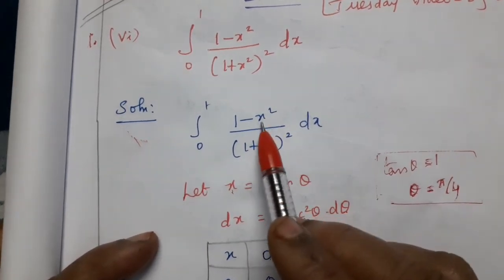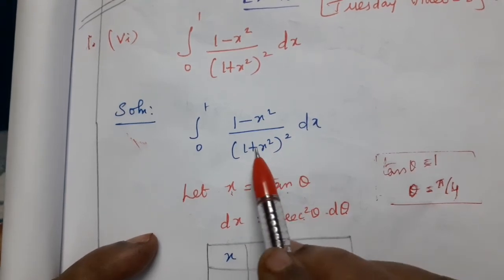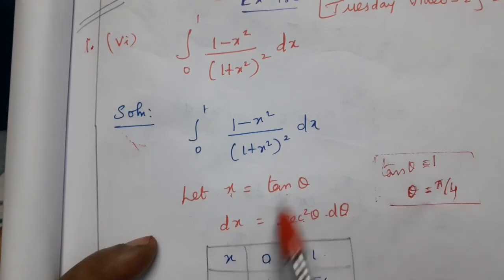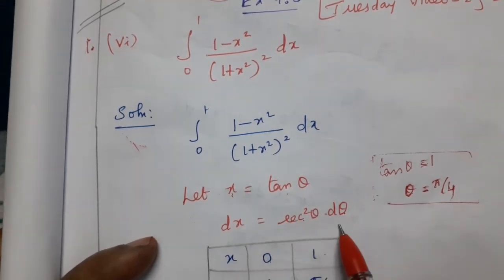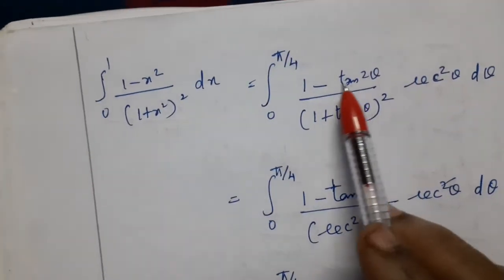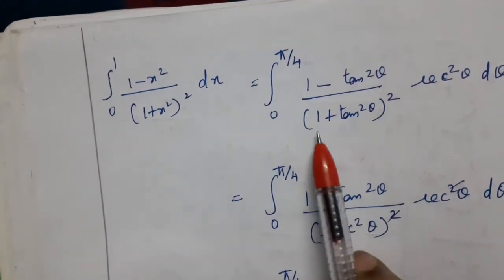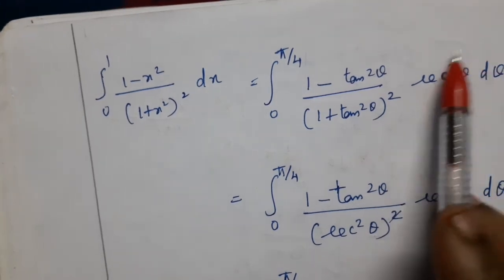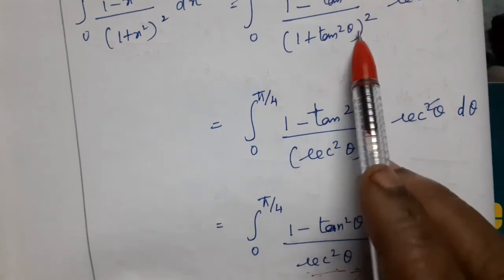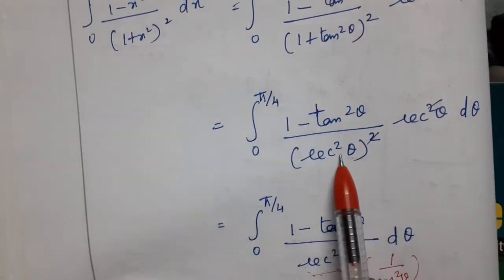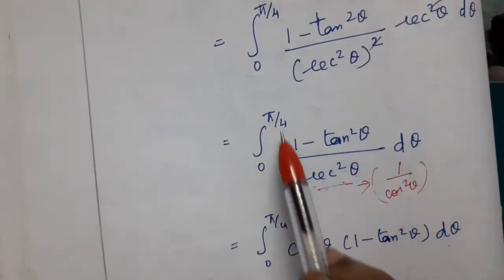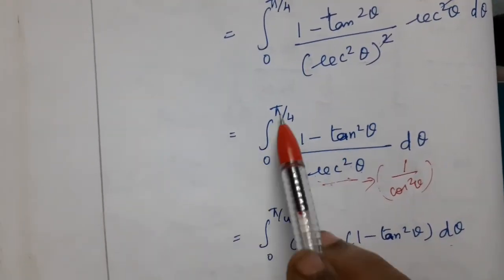After that we substitute tan theta instead of x. Wherever x is placed, you substitute tan theta. Instead of dx you substitute secant square theta into d theta. Next, instead of x you substitute tan theta, so we get 1 minus tan square theta by 1 plus tan square theta, the whole square. Now dx you substitute secant square theta into d theta. 1 plus tan square theta is what? Using the identity, it is secant square theta, and already having the whole square, one secant square theta cancels with one secant square theta. Now what changes in the limit? 0 to 1 becomes 0 to pi by 4.